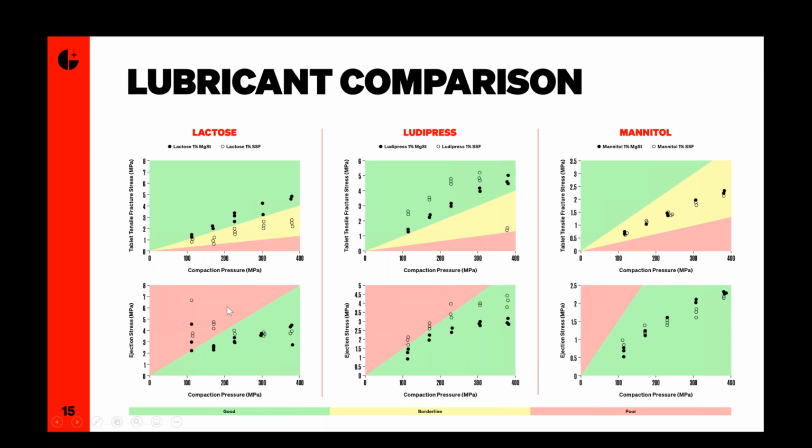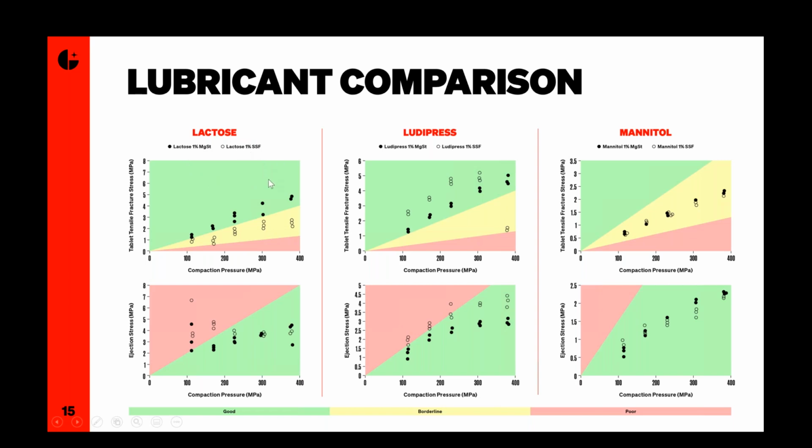So this slide is an example of how you can use compaction analysis data to make choices, say when you're formulating, or to understand the effects of your choices. Here I have 3 different excipients: lactose, Ludipress, and mannitol. In each instance, we're comparing the behavior of these tablets when they're lubricated with either magnesium stearate or sodium stearyl fumarate.